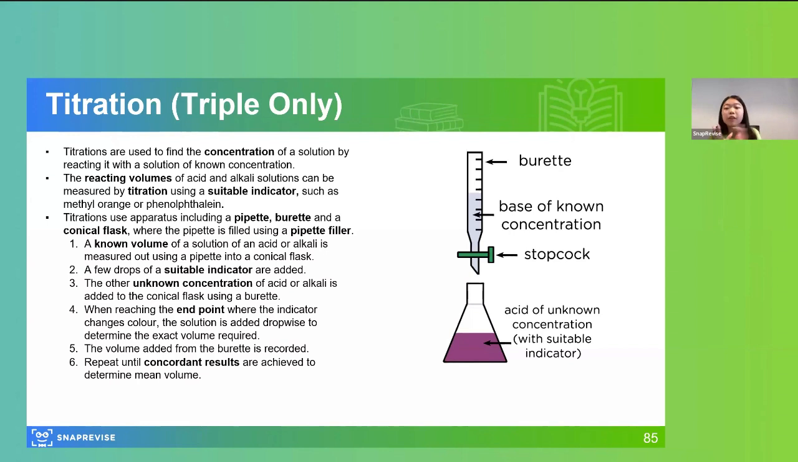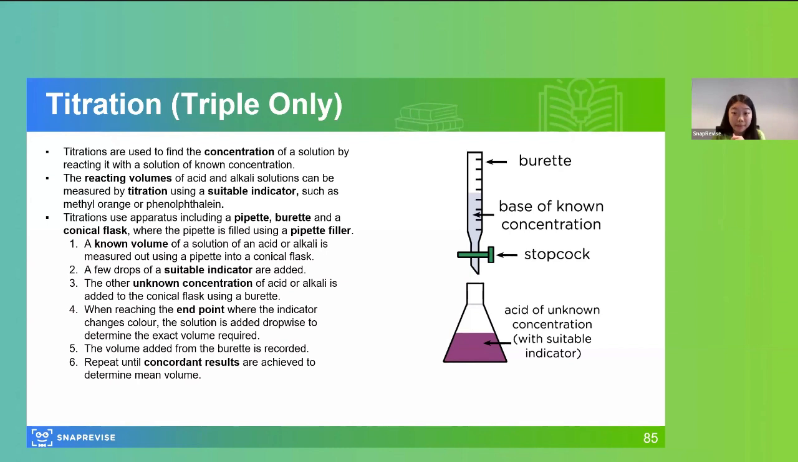Okay. A few things you need to talk about in titrations: what kind of burettes, pipettes, what kind of equipment you need to use. So you need to use a pipette, you need to use a burette, and you need to use a conical flask. Those 3 things. And the pipette is filled with a pipette filler.